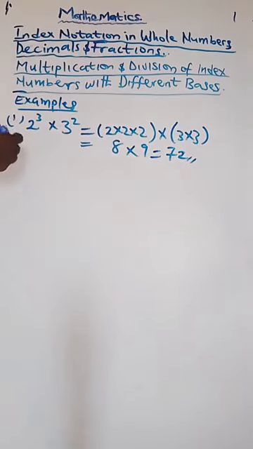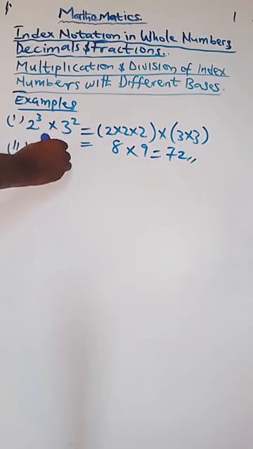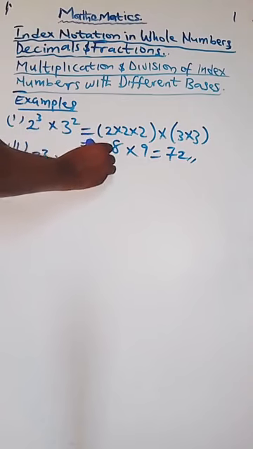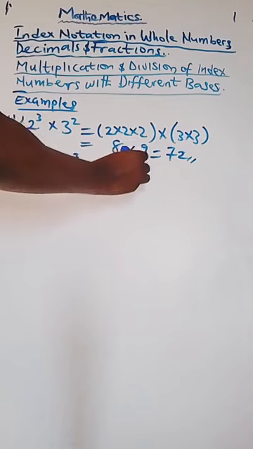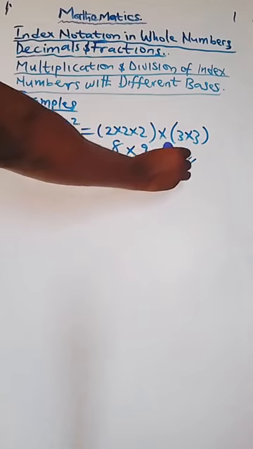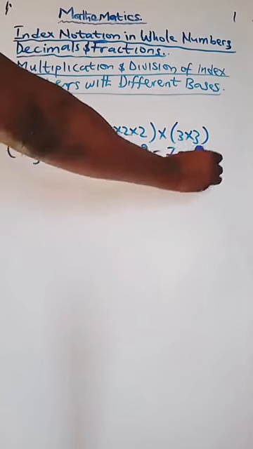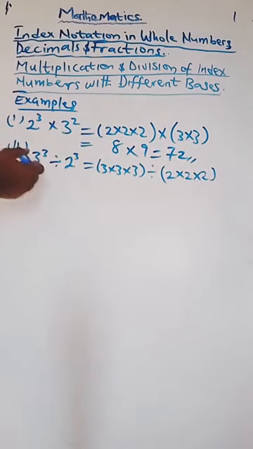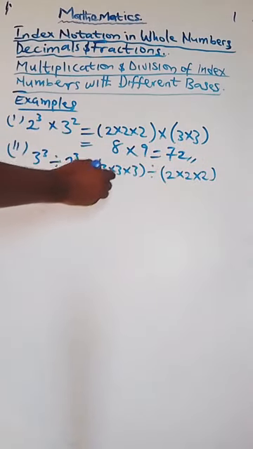Let's say we have another one that says 3 raised to power 3 divided by 2 raised to power 3. You can expand it and say 3 times 3 times 3, right? Divided by 2 times 2 times 2. Because 2 raised to power 3 means 2 in 3 places. 3 raised to power 3 means 3 in 3 places. 3 times 3, 9 times 3.